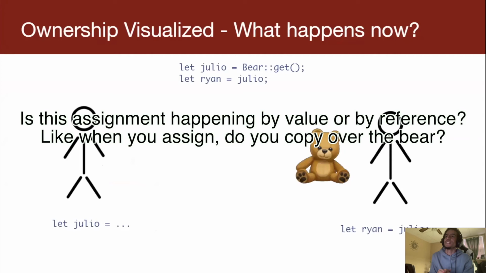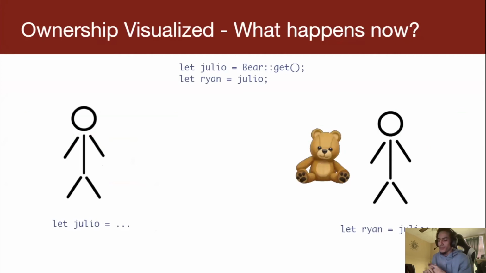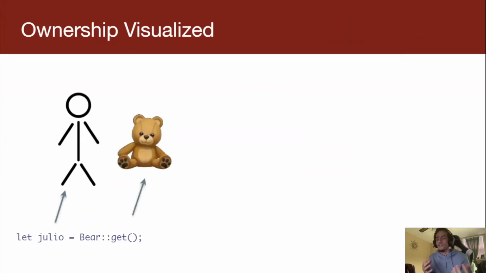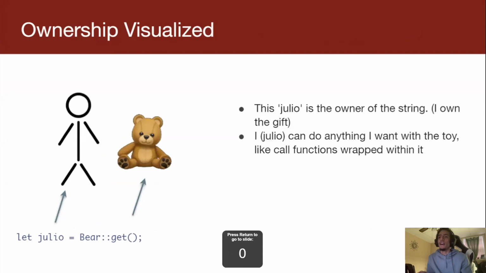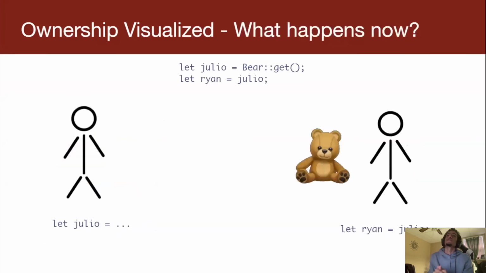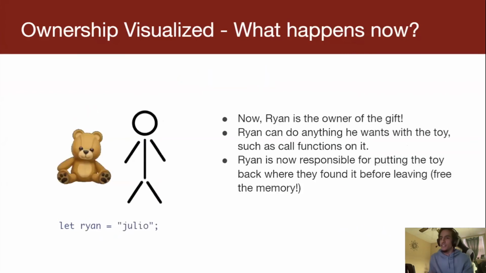That is a fantastic question. We'll get a little bit more into the memory representations on Thursday. Right now, what you all can imagine is the bear is some value attached to Julio, and now it has moved on to Ryan. And so we have some messages in the chat. Julio can't do anything with the bear. It's over for me, and that's exactly right.